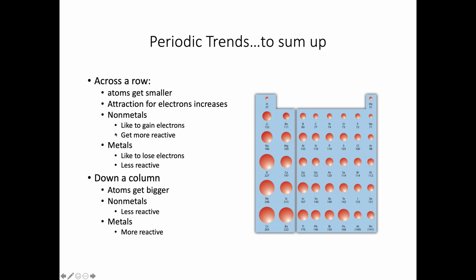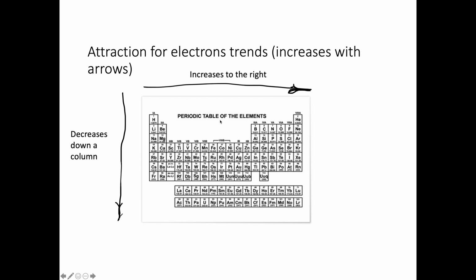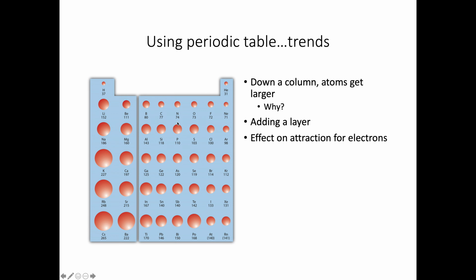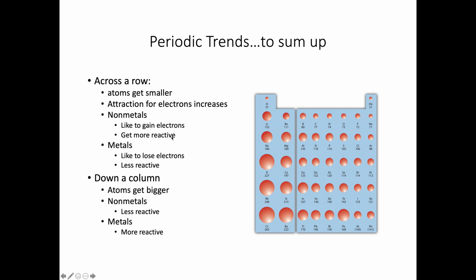Nonmetals, we said if you really back it up, nonmetals like to gain electrons. That means they're going to get more reactive, because nonmetals are trying to gain electrons, and as you get smaller and smaller, it's going to be easier to gain electrons. Metals like to lose electrons. That means as we go across a row, the atoms are getting smaller, right? It's going to be harder and harder to lose electrons because smaller atoms, the electrons are closer to the nucleus. So you'd expect metals, as we go this way, to become less reactive, nonmetals to become more reactive.